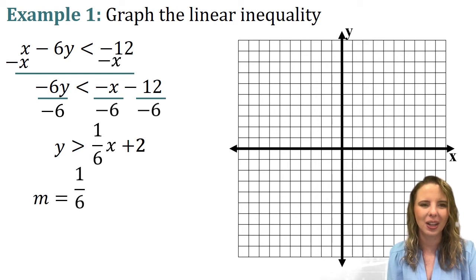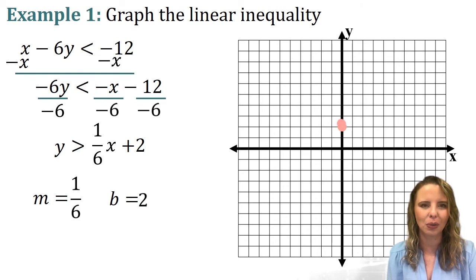Our slope is 1/6. It is in front of x. Our y-intercept is the number at the end of the function, the constant, which in this case is 2. Remember, we always graph what comes first in the alphabet first, which in this case is b, our y-intercept. So we first need to graph 2. Our slope is positive 1/6.